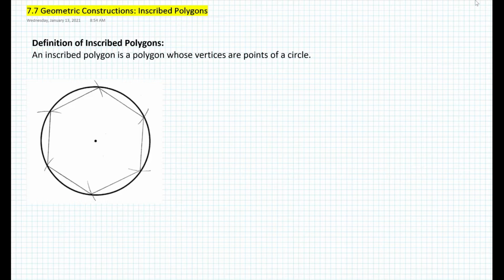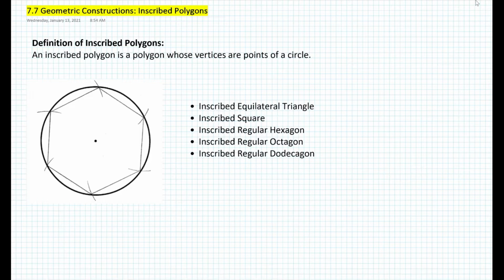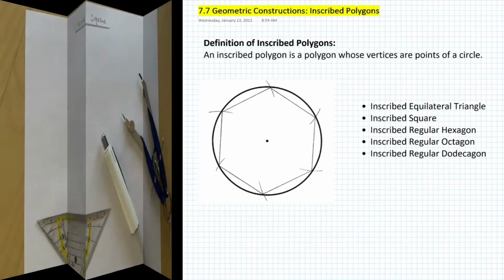So in today's lesson, we will be learning about the various inscribed polygons that we can construct inside a circle, such as the inscribed equilateral triangle, an inscribed square, an inscribed regular hexagon, an inscribed regular octagon, and an inscribed regular dodecagon. So we will be learning about these constructions, not necessarily in that order, because they are related to each other. So let's get started with our first construction.